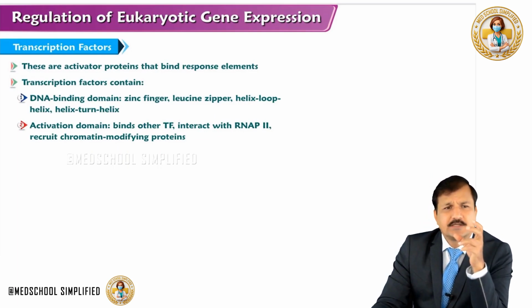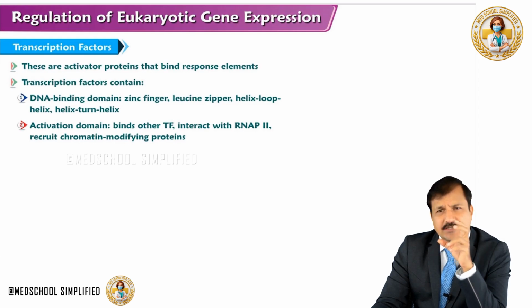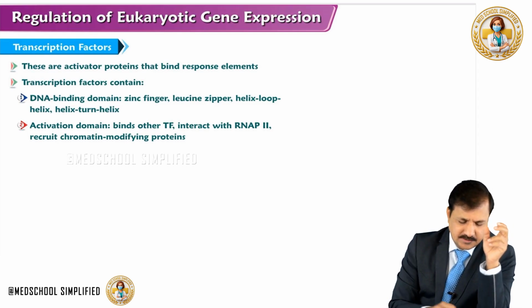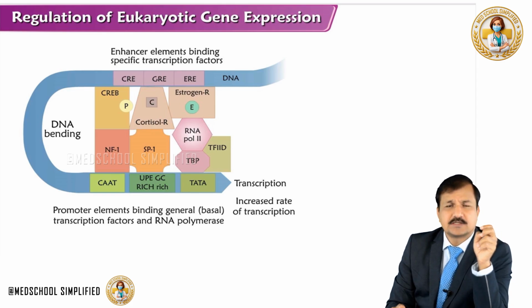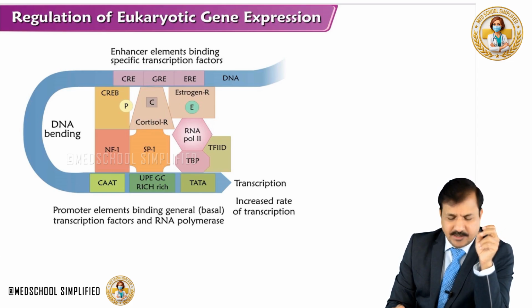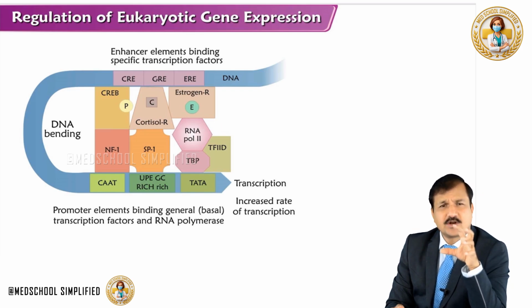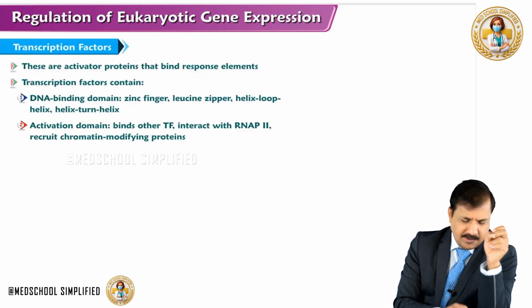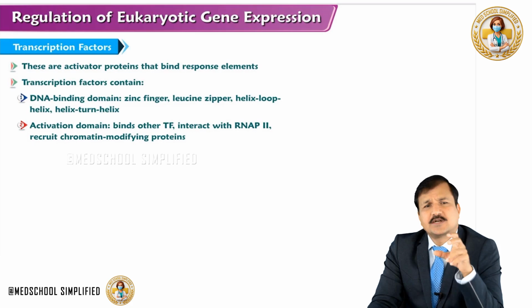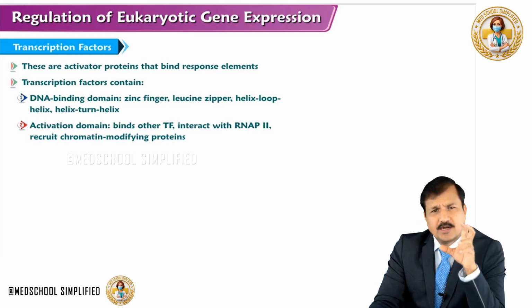The activator proteins that bind response elements are often referred to as transcription factors. As you have seen in this previous figure, we have CREB, that is cAMP response element binding protein, then we have cortisol response binding protein and estrogen response binding protein. So these are all transcription factors, and typically transcription factors contain at least two recognizable domains, a DNA binding domain and an activation domain.